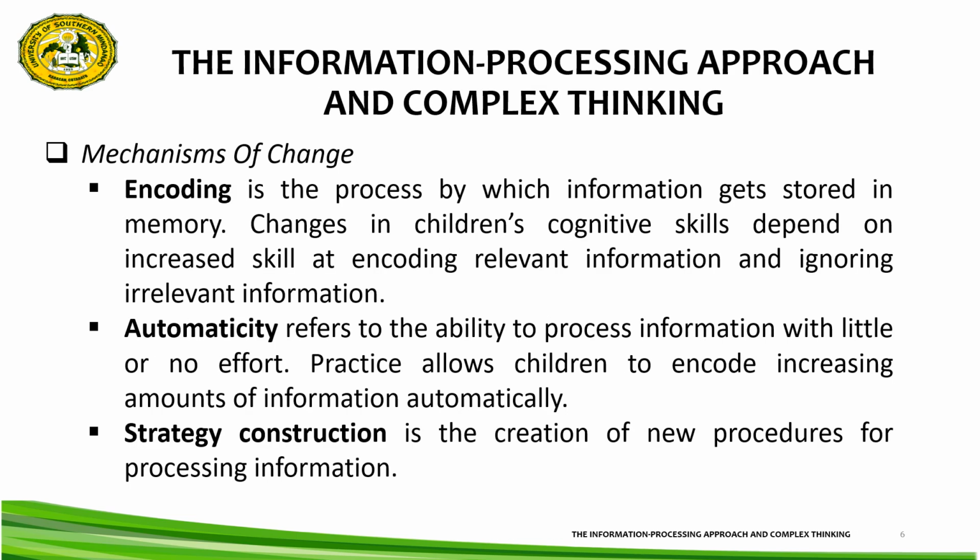Another area that we need to consider in the information processing approach and complex thinking is the mechanisms of change. Under mechanisms of change, this can be explained by three types, namely encoding, automaticity, and strategy construction. Encoding is the process by which information gets stored in memory. Changes in children's cognitive skills depend on increased skill at encoding relevant information and ignoring irrelevant information.